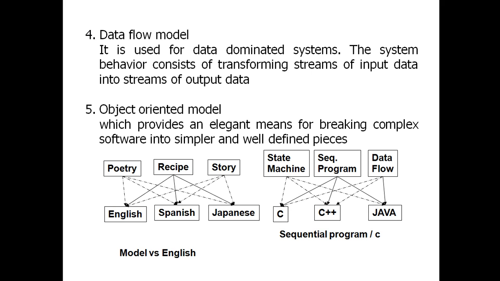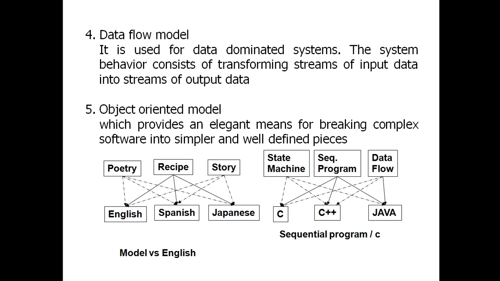The fourth one is the data flow model, which is used for data dominated systems. The system behavior consists of transforming streams of input data into streams of output data. The fifth one is the object oriented model. It provides an elegant means for breaking complex software into simpler and well defined pieces or blocks.